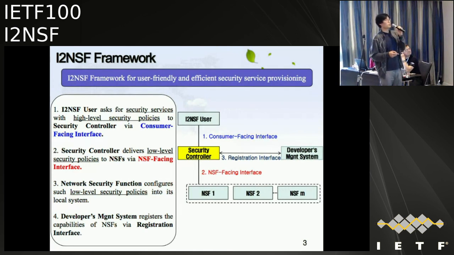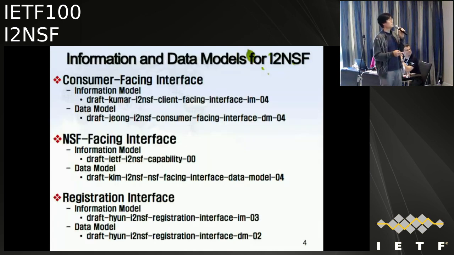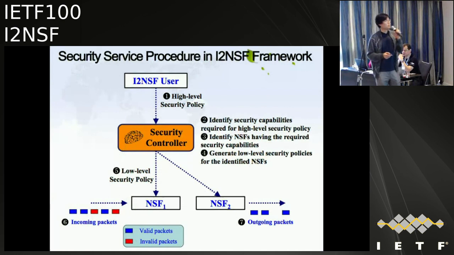This is just a brief overview of the I2NSF framework and its interfaces. We have a set of information model and data model drafts for each of these three interfaces. This slide is about the general security procedure in the I2NSF framework. In the first step, the I2NSF user specifies a high-level security policy, which is about the security requirement they want, and delivers this high-level security policy to the security controller.